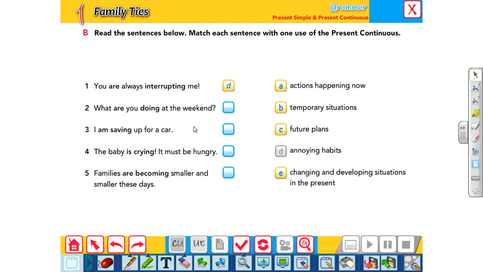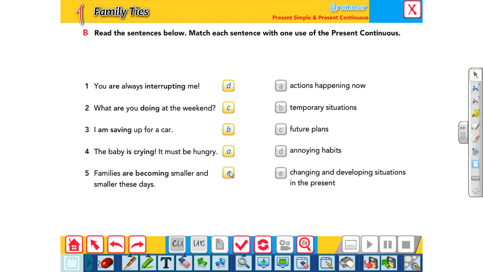What are you doing at the weekend? What do you think? What are you doing at the weekend? That's future plans. We're asking about the future plans. I'm saving up for a car. I'm gonna keep all my life saving up for a car? No, that's a temporary situation. The baby's crying. It must be hungry. Sure, that's actions that are happening now. Families are becoming smaller and smaller, changing and developing situations in the present. So now also we know the usages of the present continuous.